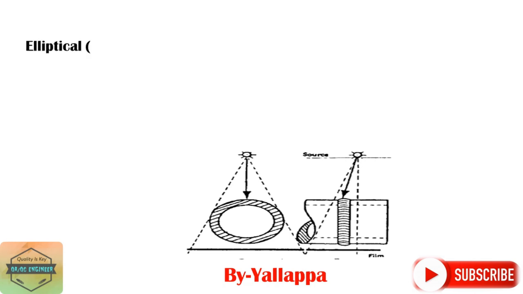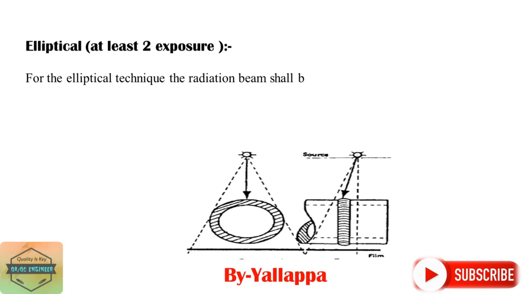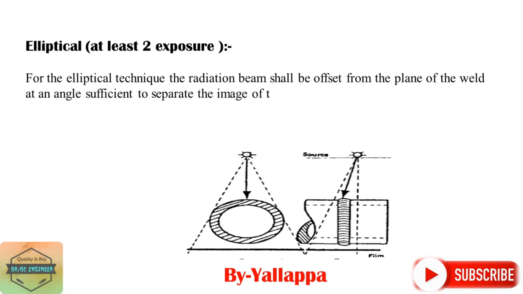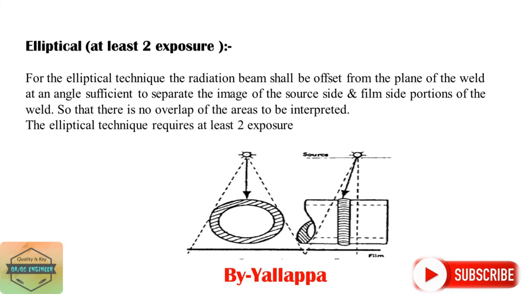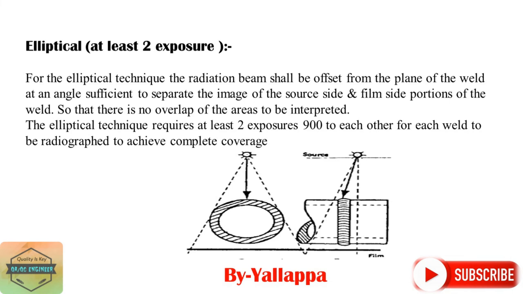Elliptical, at least 2 exposures. For the elliptical technique, the radiation beam shall be offset from the plane of the weld at an angle sufficient to separate the image of the source side and film side portions of the weld, so that there is no overlap of the areas to be interpreted. The elliptical technique requires at least 2 exposures at 90° to each other for each weld to be radiographed to achieve complete coverage.